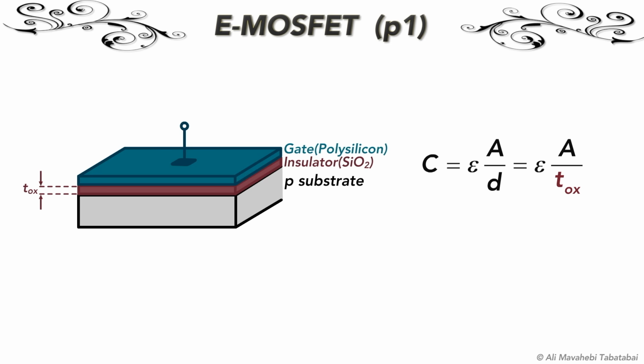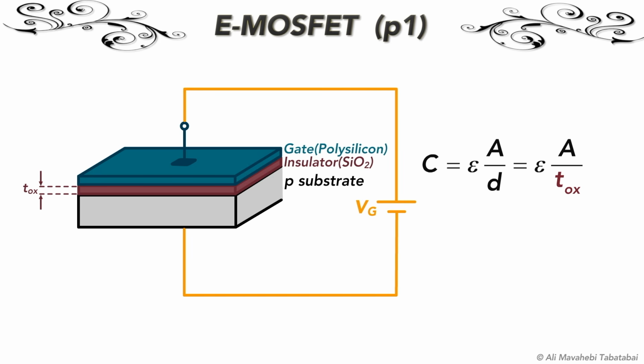Now let's see what happens if we apply a potential difference between the capacitor plates. If we apply voltage Vg such that the positive terminal is connected to the gate and the negative terminal is connected to the substrate, positive charge is accumulated on the top plate. From the first part of this course, you already know that in the substrate, which is a p-type semiconductor, holes are the majority carriers and electrons are the minority carriers.